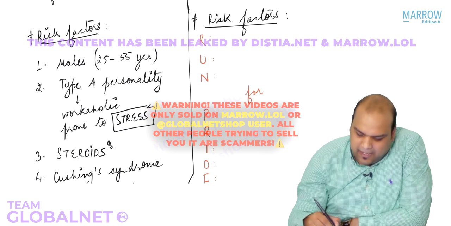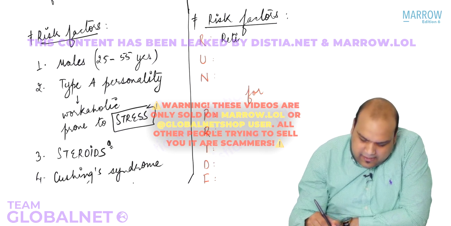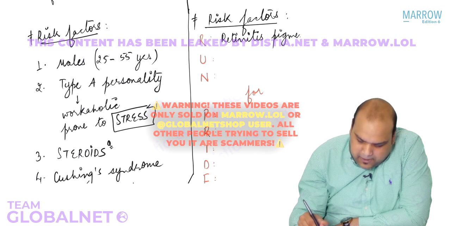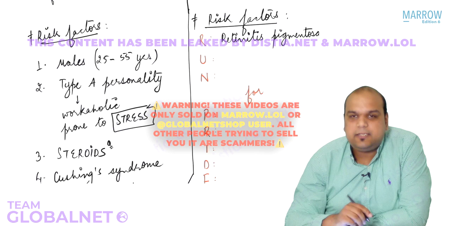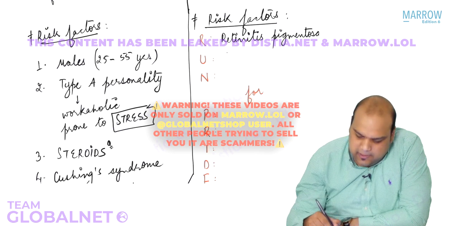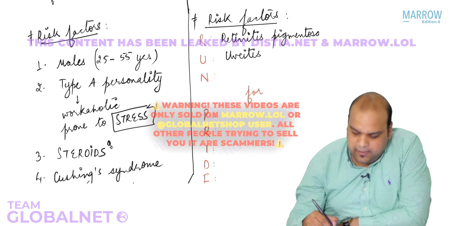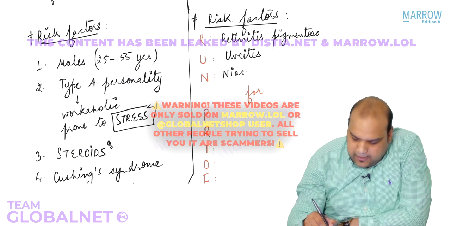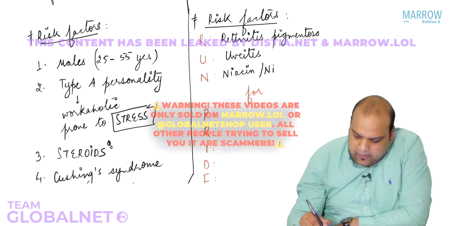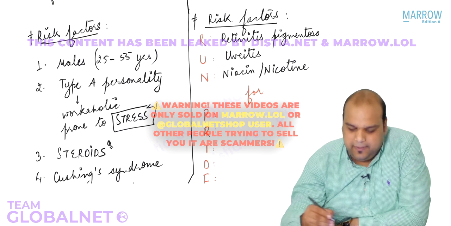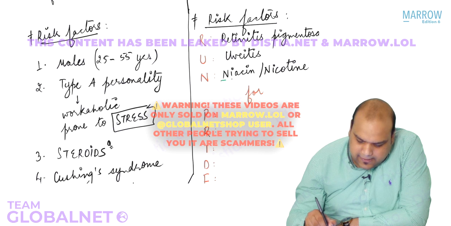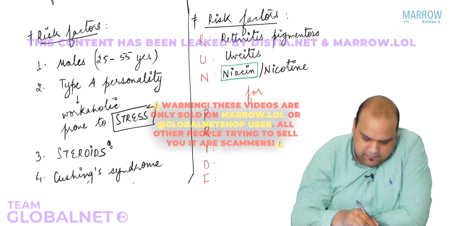Yes. R for retinitis pigmentosa, a condition of the retina itself we will discuss. U for uveitis, inflammation of uvea. N for the vitamin niacin or the addictive agent nicotine. Niacin question was recently asked in NEET exam.